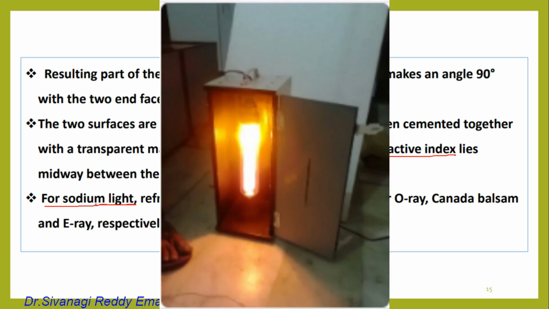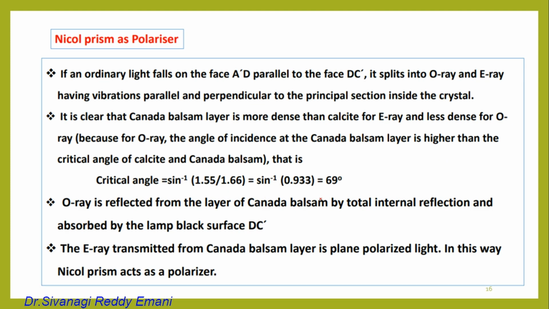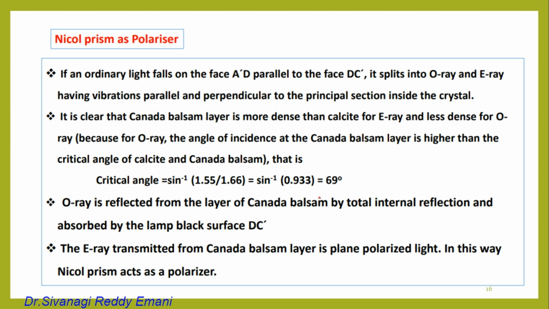We are taking a sodium lamp. For sodium light, the refractive indices are 1.66, 1.55 and 1.49 for the ordinary ray, Canada balsam and extraordinary ray respectively. Due to these refractive indices, total internal reflection takes place for the ordinary ray, and one side is coated with lamp black so that the ordinary ray is absorbed. The extraordinary ray transmitted through the Canada balsam layer is plane polarized. In this way the Nicol prism acts as a polarizer, so it produces polarized light.